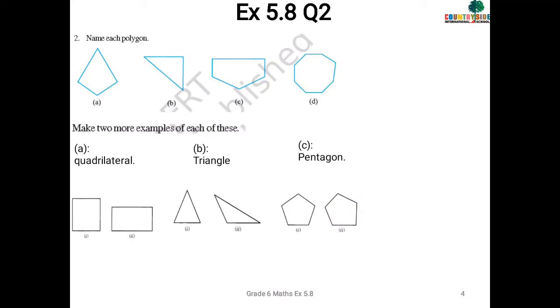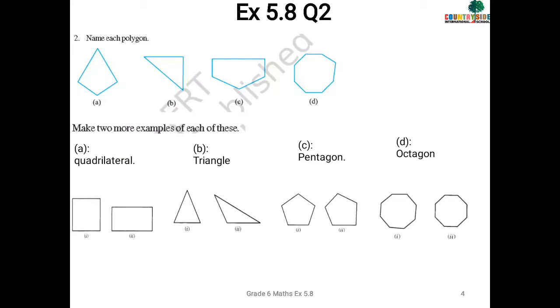The last part, how many sides does it have? Just count and let me know. Yes, it has 8 sides, and an 8-sided figure is known as an octagon. So simply you have to draw two more figures of octagonal shape. So here is the example.